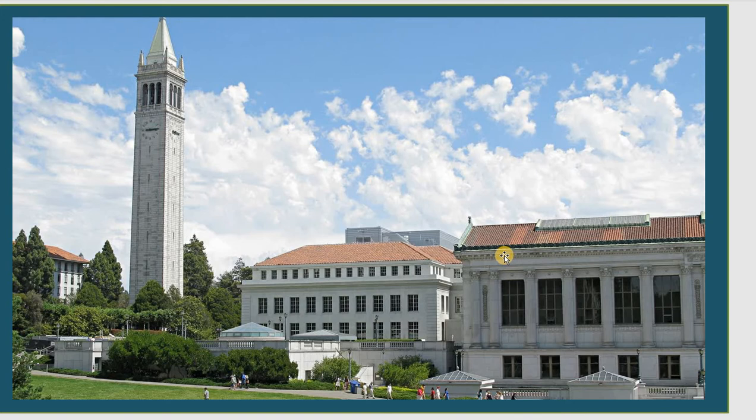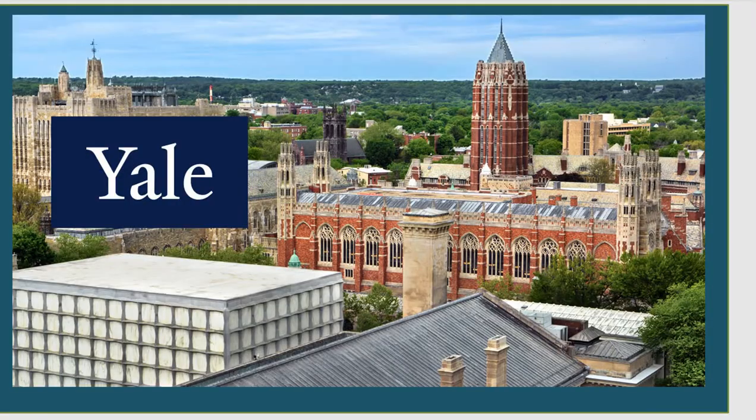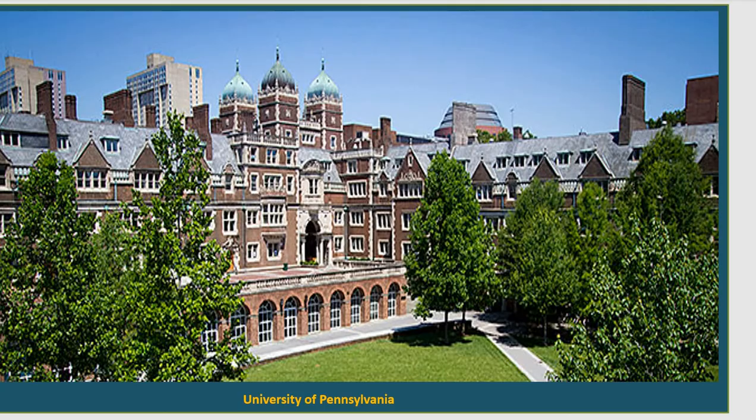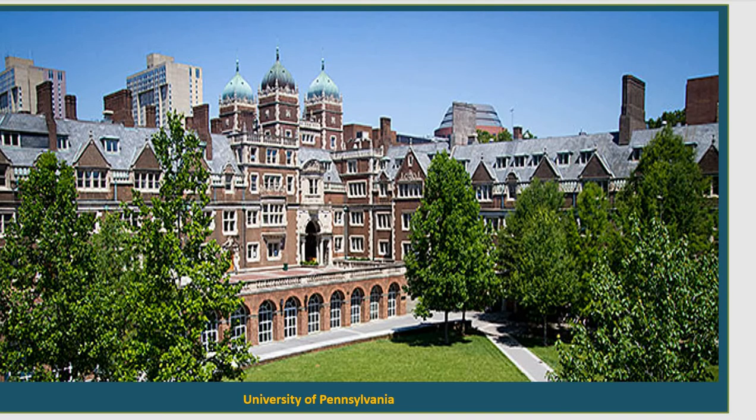This is Stanford University, in California, and it is a famous school. It is famous for a lot of majors, but not much for architecture. The University of Utah also has an architecture school. Yale, Columbia University, and Pennsylvania also have architecture schools. Pennsylvania is a very good school for architecture also.